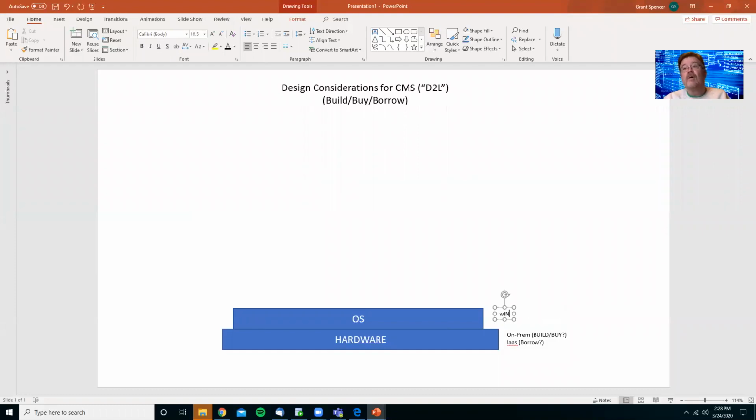Of course, you guys are probably familiar with Windows. There's Linux. There's Unix, excuse me, and there's other ones. And even with these, we've got the idea of, do we want to buy it? And in this case, what we're doing is buying support. Do we want to build our own distribution?